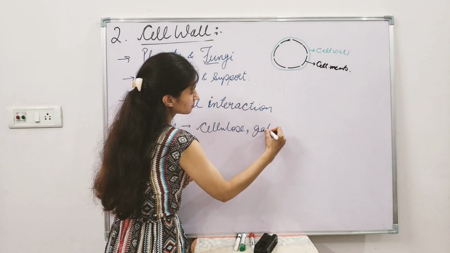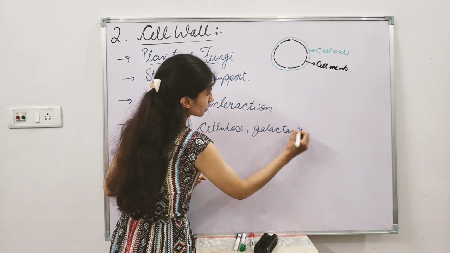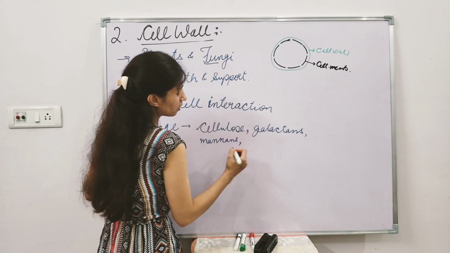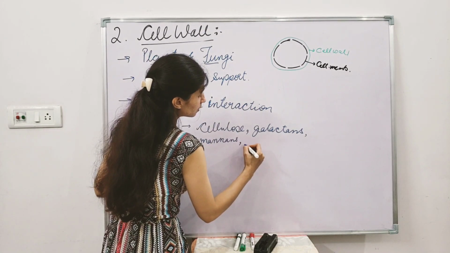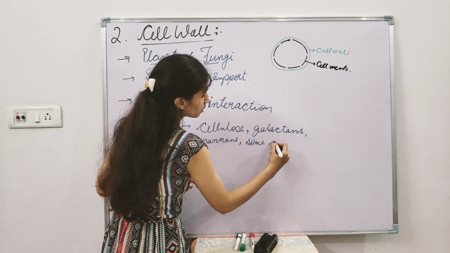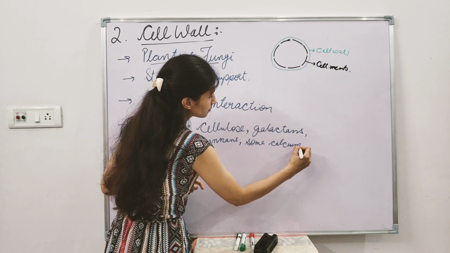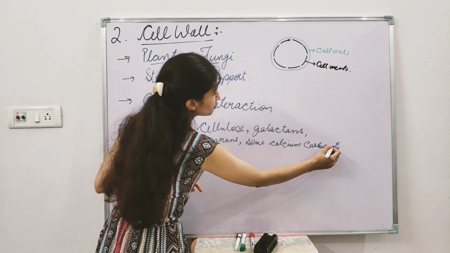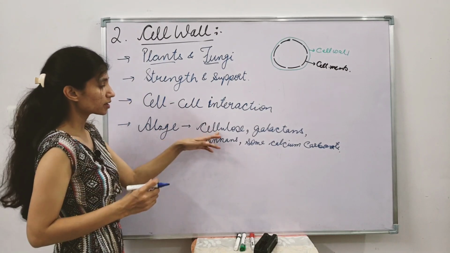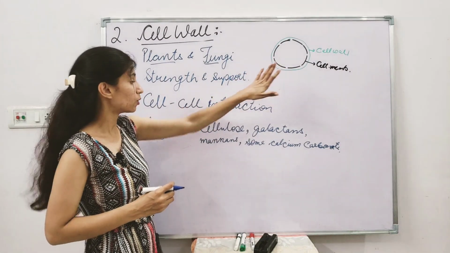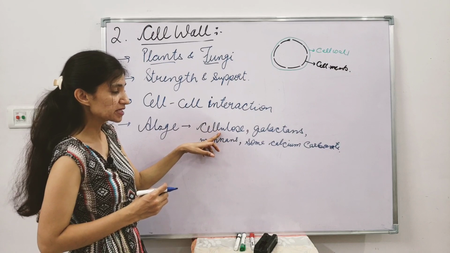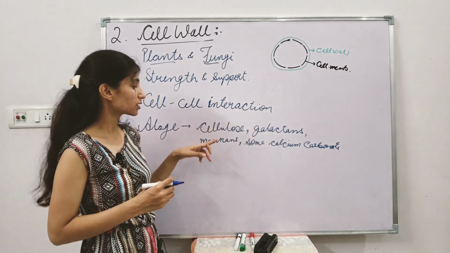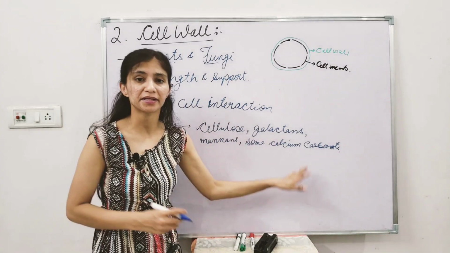galactans, mannose, and some calcium carbonate. It contains calcium carbonate also. So these are the things which compose the cell wall of the fungi or of the algae, which means it contains cellulose, a compound called galactans, mannose, and some calcium carbonate.